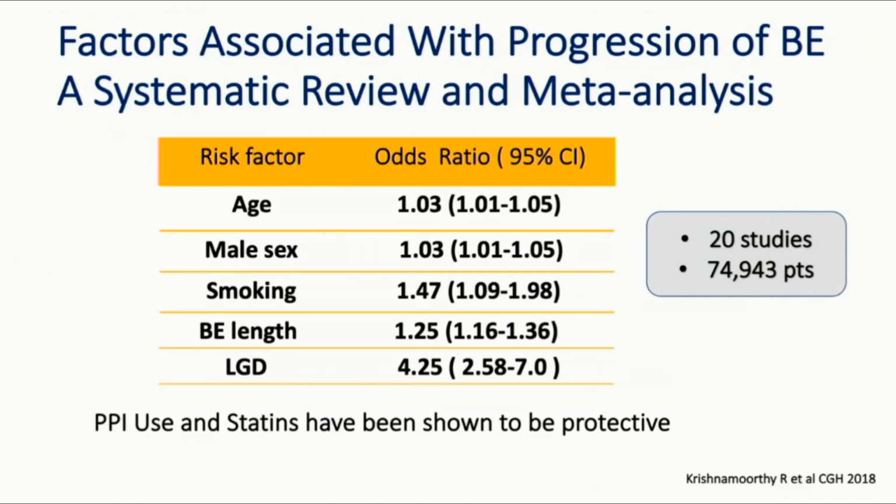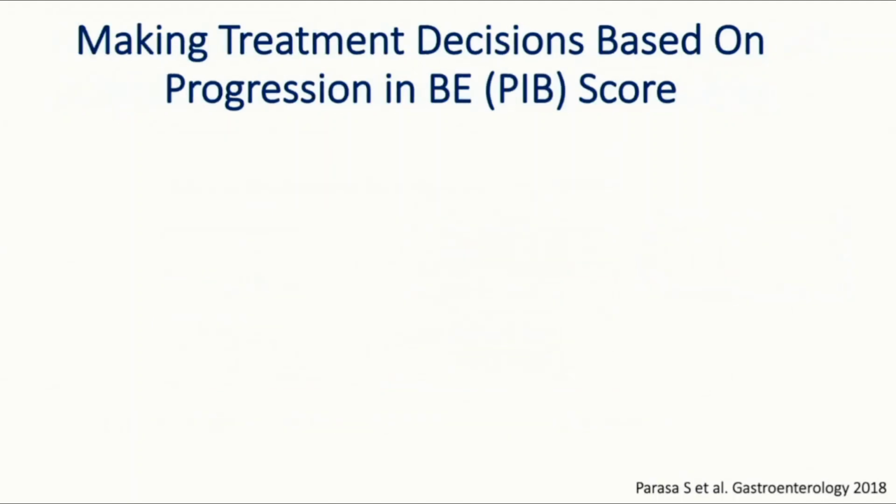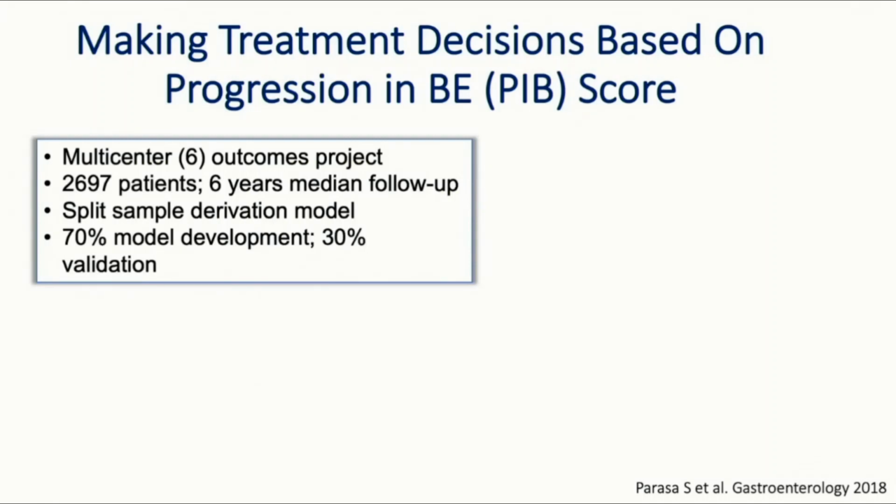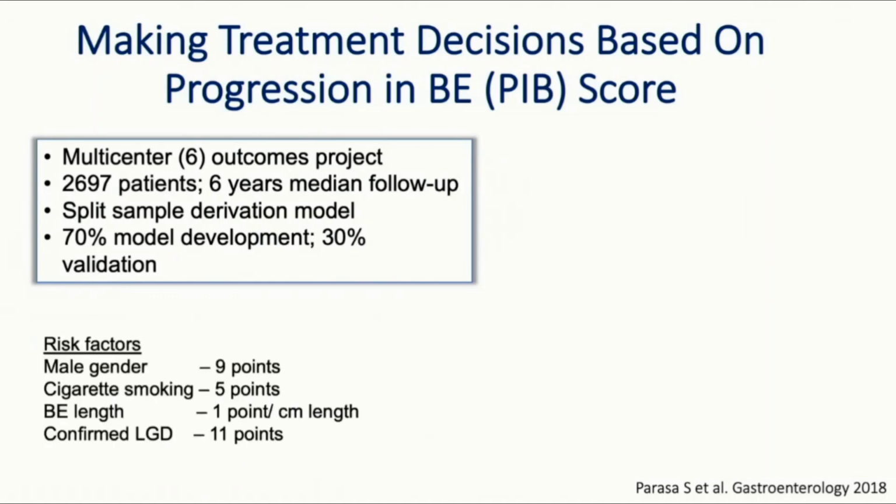So how can you put this in practice? This is where the next study comes into place, which was published in Gastroenterology a few years ago. They looked at close to 3,000 patients with Barrett's with 6 years of follow-up, and they developed a model. In this model, they gave points to each one of these risk factors that we talked about: males, cigarette smoking, length, and presence of low-grade dysplasia.